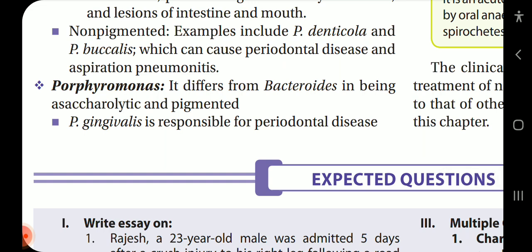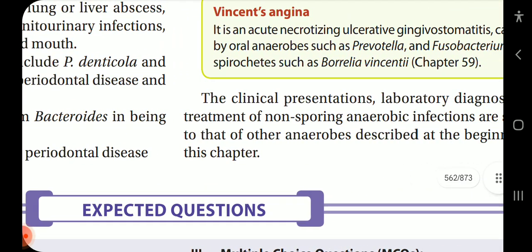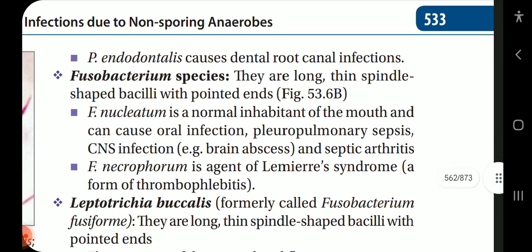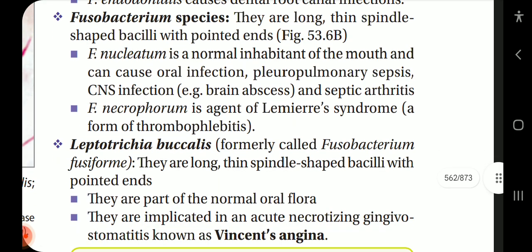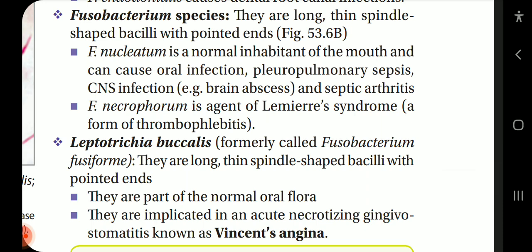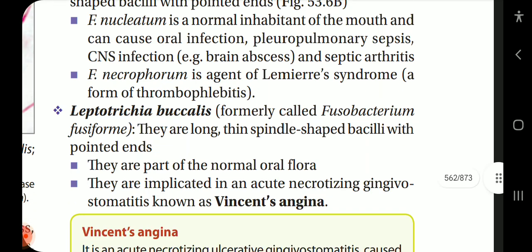Porphyromonas differs from Bacteroides in being asaccharolytic and pigmented. Porphyromonas gingivalis is responsible for periodontal disease. Porphyromonas endodontalis causes dental root canal infections. Fusobacterium species are long, thin, spindle-shaped bacilli with pointed ends. Fusobacterium nucleatum is a normal inhabitant of the mouth and can cause oral infection, pleuropulmonary sepsis, CNS infection, for example brain abscess, and septic arthritis. Fusobacterium necrophorum is the agent of Lemierre syndrome, a form of thrombophlebitis.